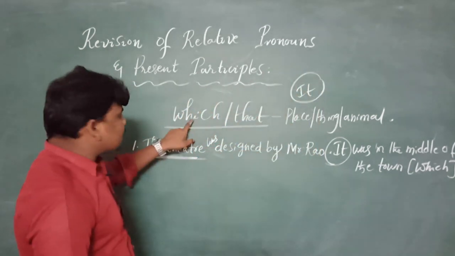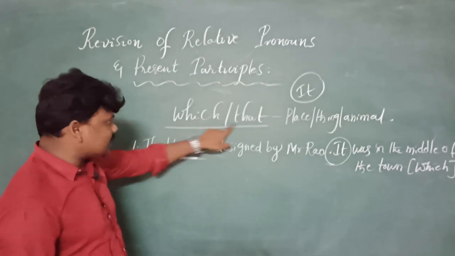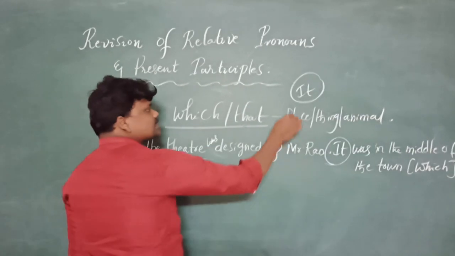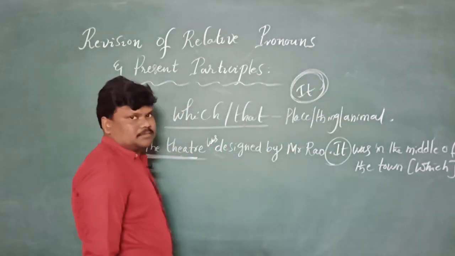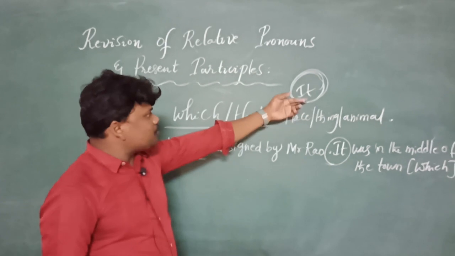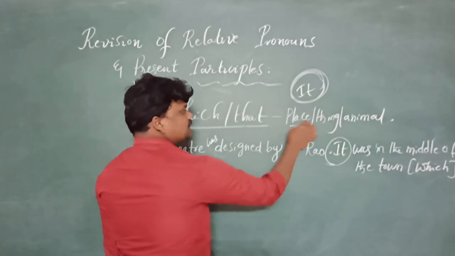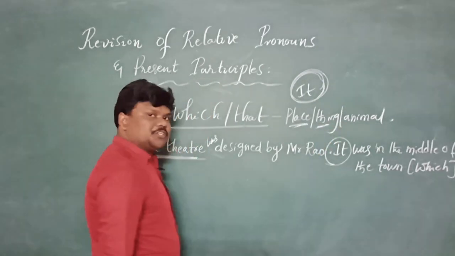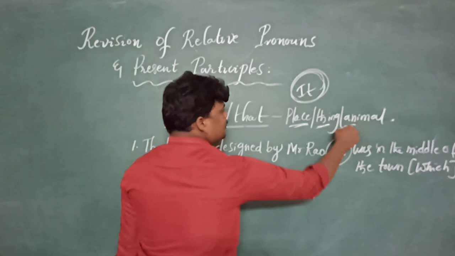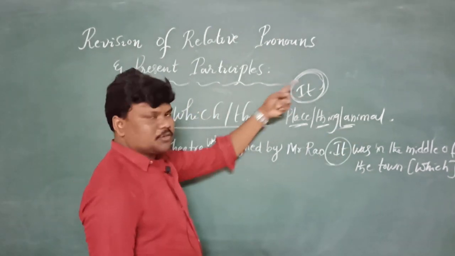Immediately. If the instruction was given to you to combine the two sentences with either which or that, what is the thing we need to remove in the second sentence? What is the pronoun? It. Undoubtedly we need to remove the thing in the second sentence, because if it is a place, we need to call it it. If it is a thing, we need to call it it. If it is an animal, we need to call it in pronoun. So that's why we need to write it only.